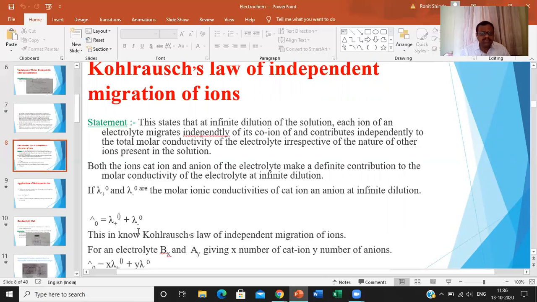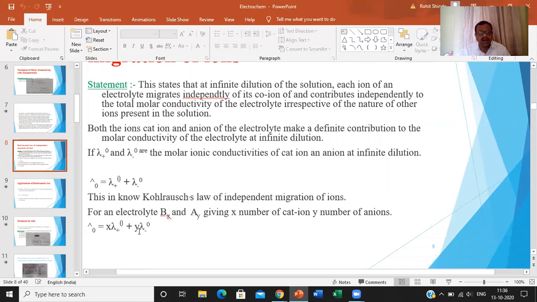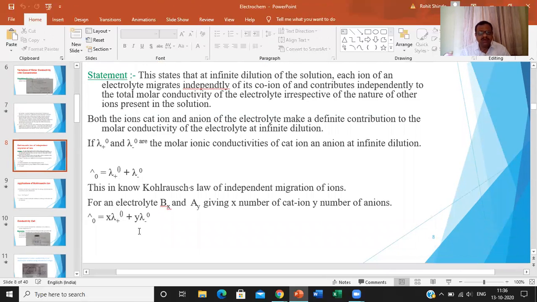If lambda plus and lambda minus are molar ionic conductivities of cation and anion at infinite dilution, therefore, according to Kohlrausch's law, we write molar conductivity is equal to lambda plus plus lambda minus. This is known as Kohlrausch's law of independent migration of ions.